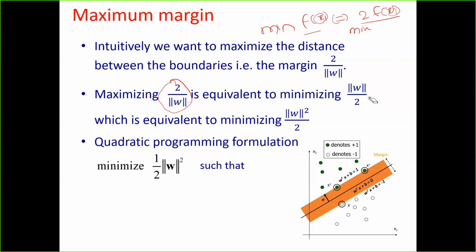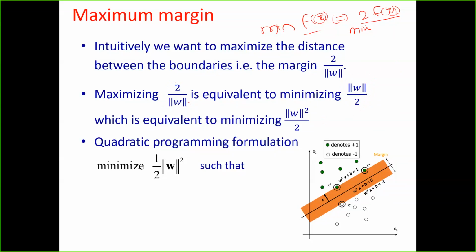Got it, madam? Okay, sir. Mod W is a scalar only, and this is a positive quantity always. So therefore, minimizing this W by 2 is equivalent to minimizing W square by 2. Now the question is this.